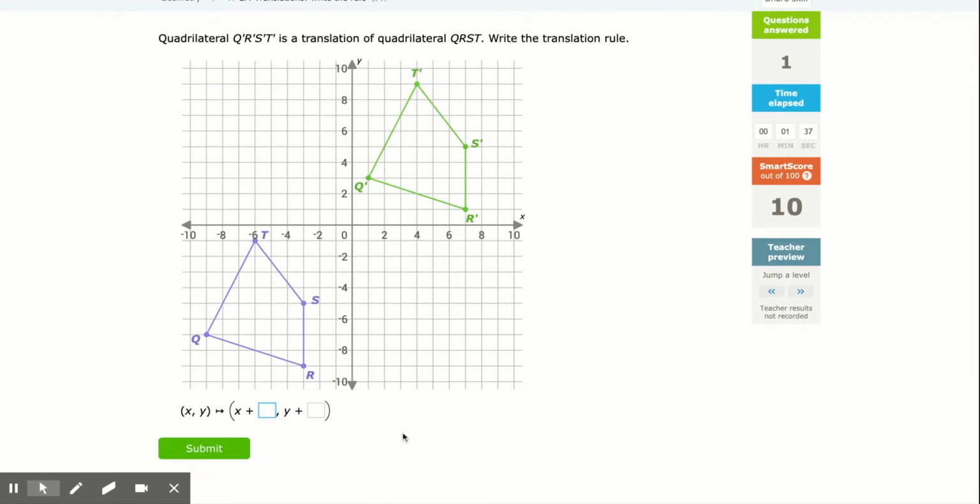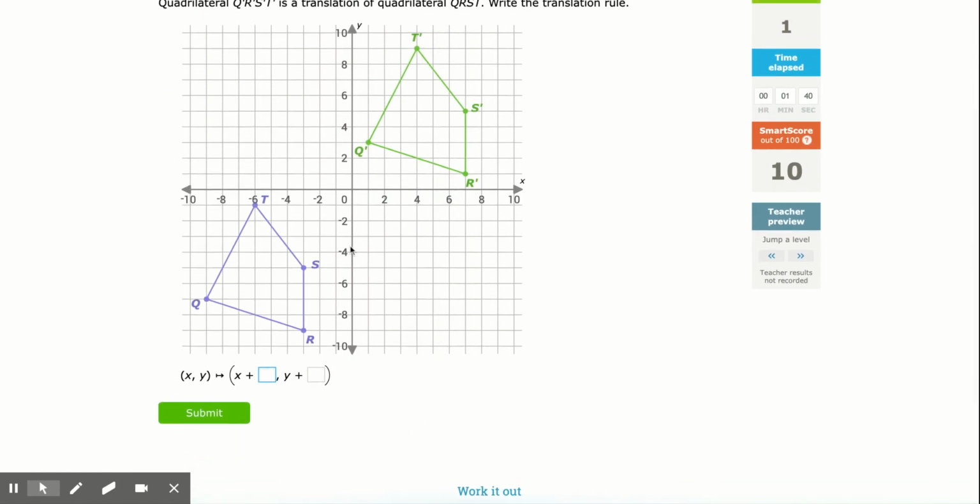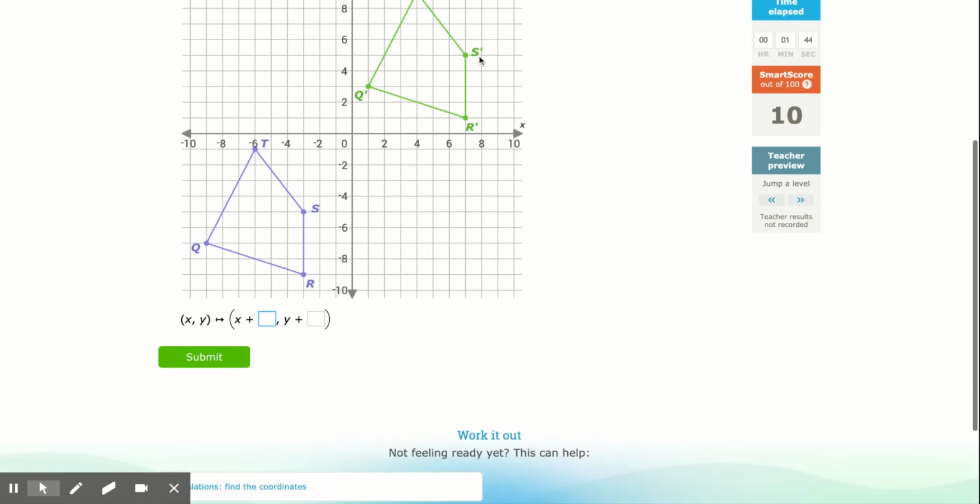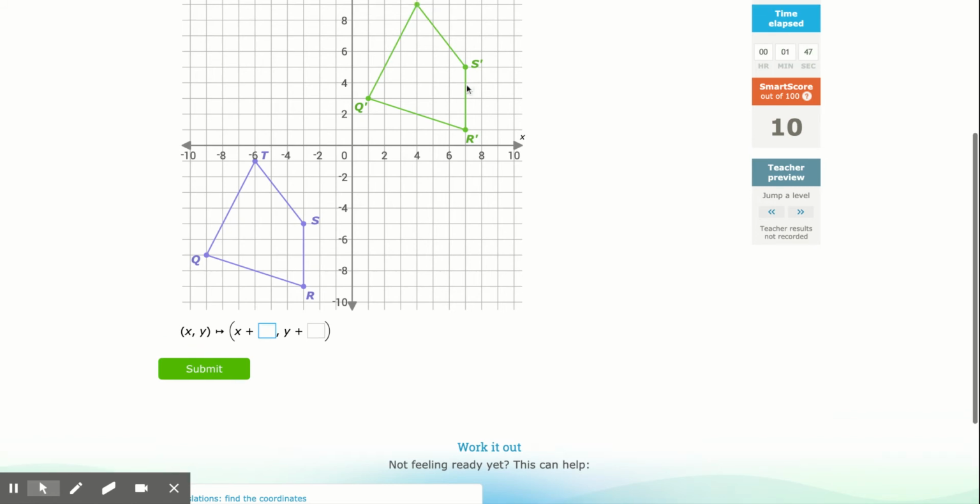So again, try not to overcomplicate it. Just pick one point in your original image and get to the corresponding point in the other image. So I'm going to go from S, which has an X value of -3, to S prime, which has an X value of 7. To go from -3 to 7 is an increase of 10 units for my X. But the Y went from -5 all the way up to a Y value of +5. That's also an increase of 10.